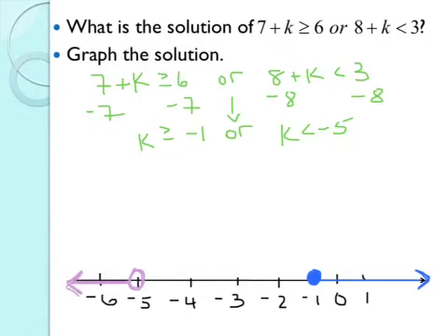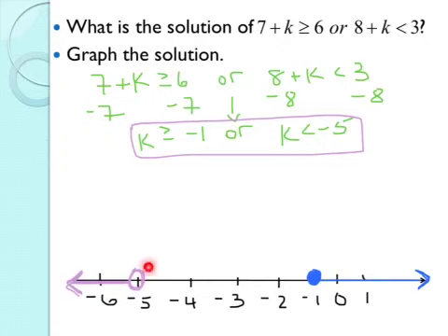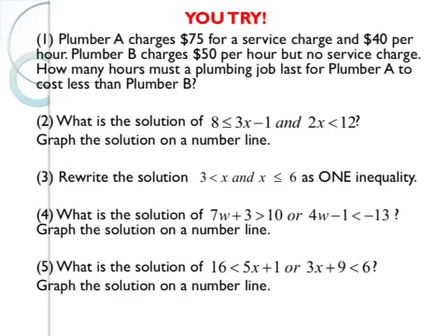And there's my solution, and there's the graph of the solution. Therefore, any of the values over here, not including -5, so to the left of -5 on the number line, and any values to the right of -1, including -1, will make the original compound inequality a true statement. Go ahead and try these problems in your notes.